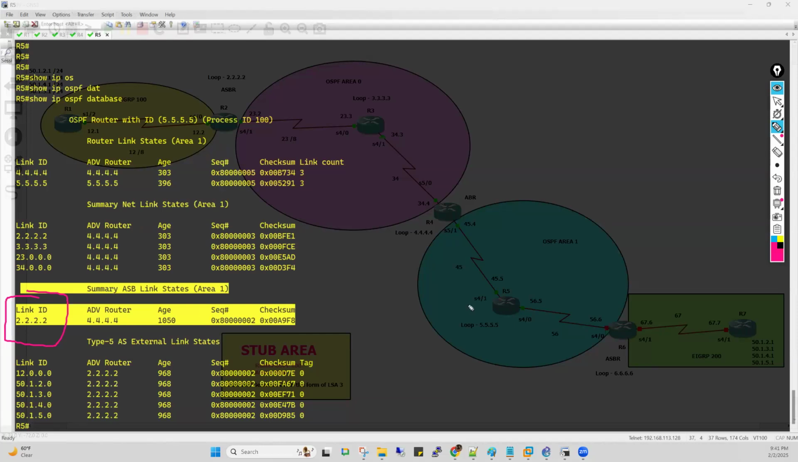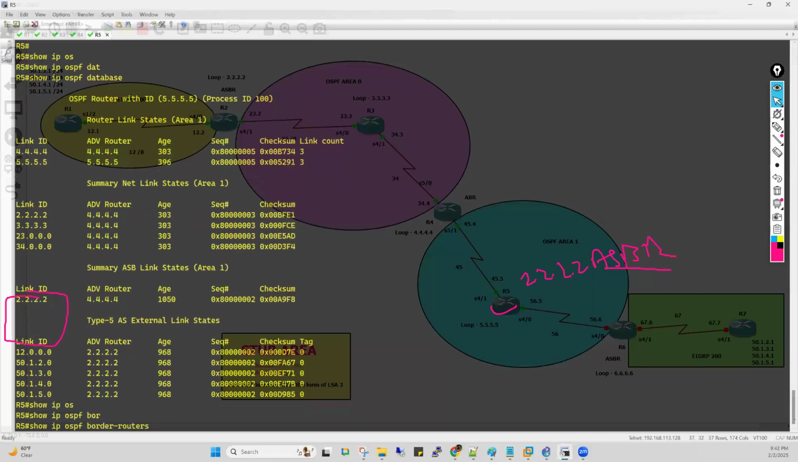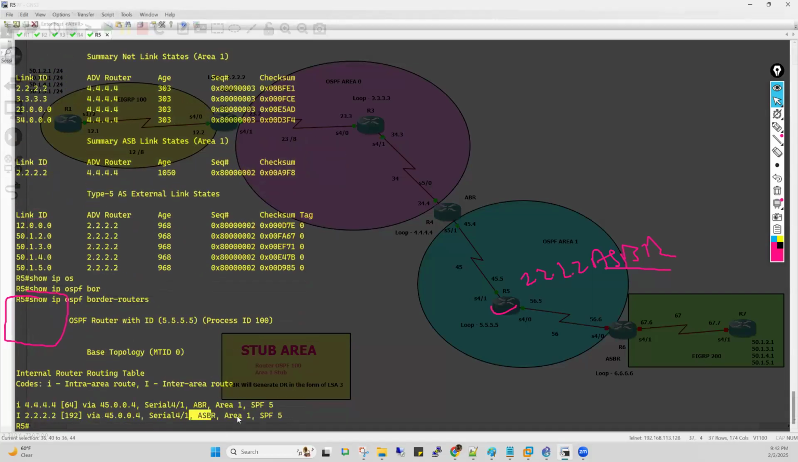So I hope now you understand. R5 now gets to know 2.2.2.2 is the ASBR in my network. So now if you write the command here, show IP OSPF border router, you will get the information about the ASBR. Did you understand? If anyone did not understand, let me know. Clear, everyone? You will get these things. Understand, everyone?